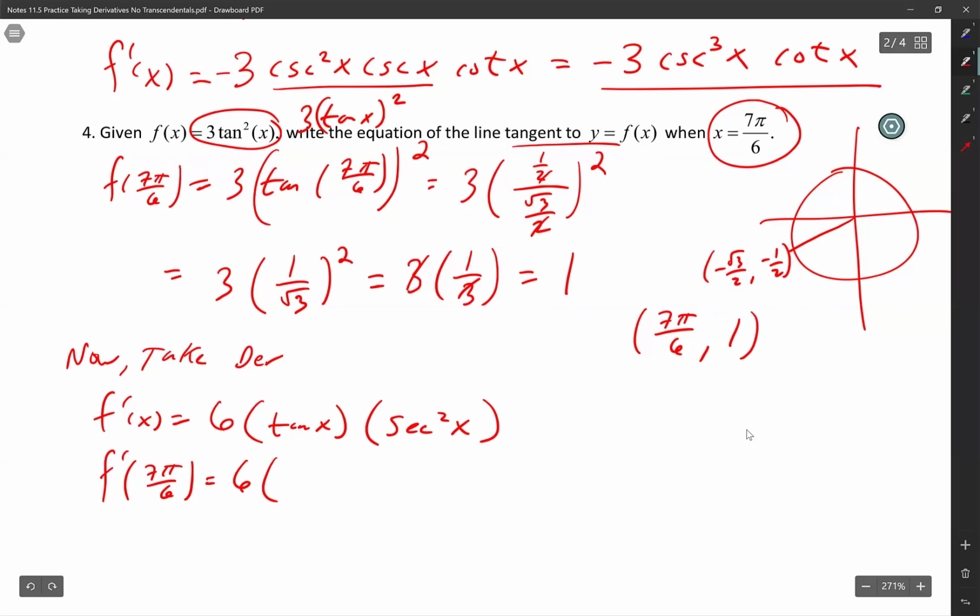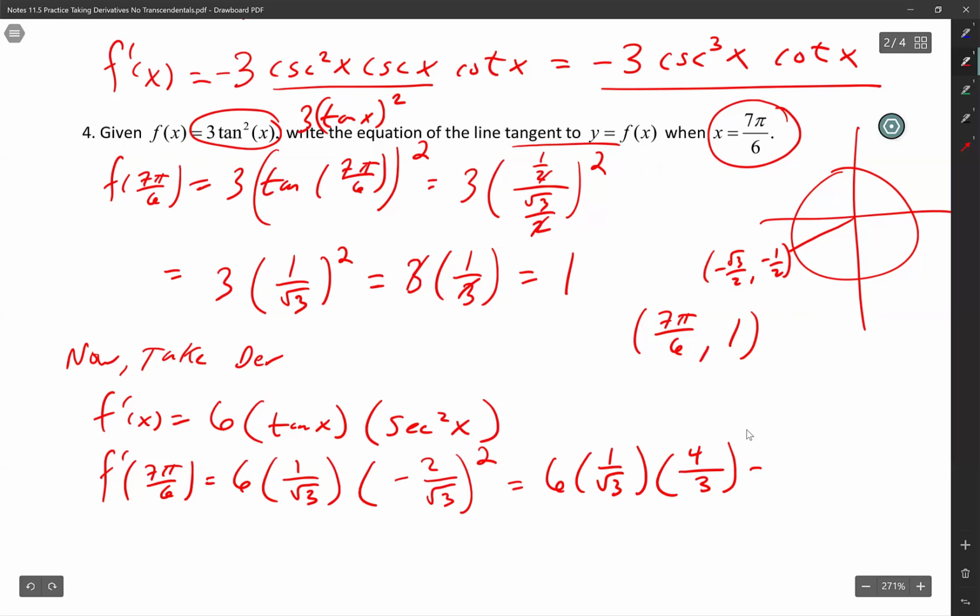6 times tan of 7 pi over 6, which is 1 over square root of 3, and I'll rationalize it a little bit. And then secant is the reciprocal of cosine, so secant is negative 2 over square root of 3, and I'm going to square that. Are we still okay, guys? So now let's see what I got. 6 times 1 over square root of 3 times 4 over 3. So 6 times 4 is 24 over 3 square root of 3.